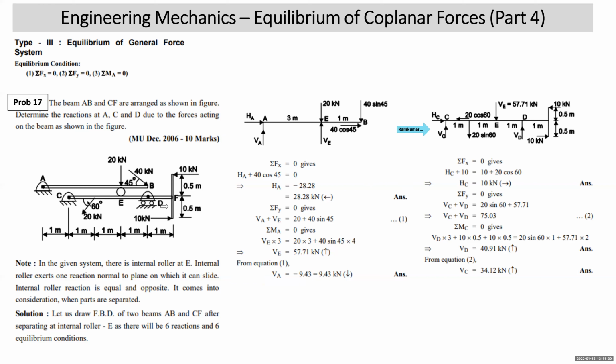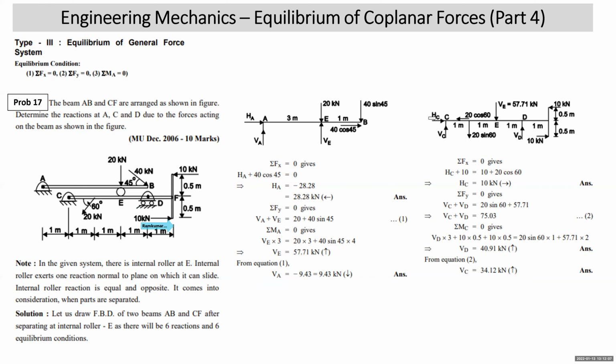20 sine. V reaction is upward on part AB, so here it will be downward, and its value is known to you, 57.7. At D, there is a roller, so the roller reaction will be vertical, we have taken it upward. This 10 kilonewton and this 10 kilonewton are external loads. They have been assumed as it is. Now we are ready to apply equilibrium conditions on this part. There are 3 unknowns on this part. What are the 3 unknowns? HC, VC, and VD.